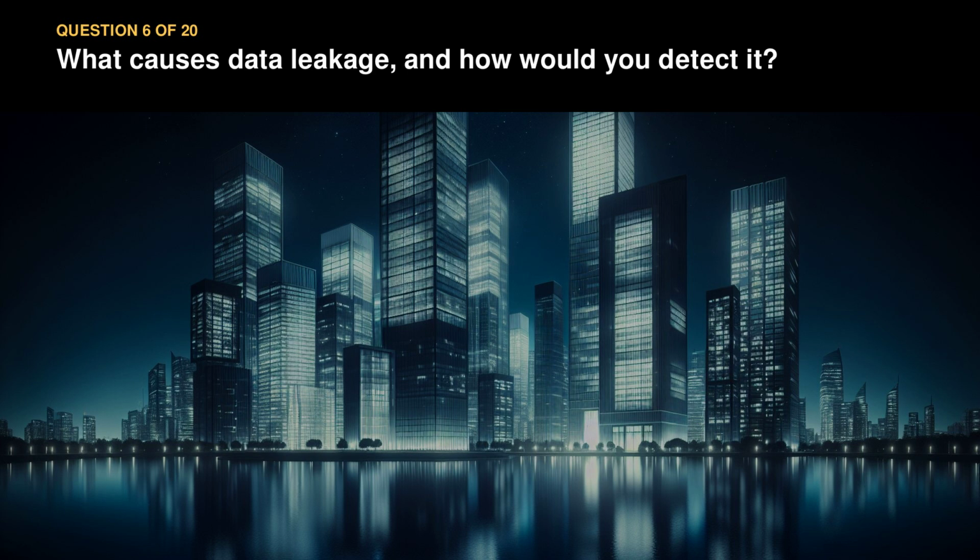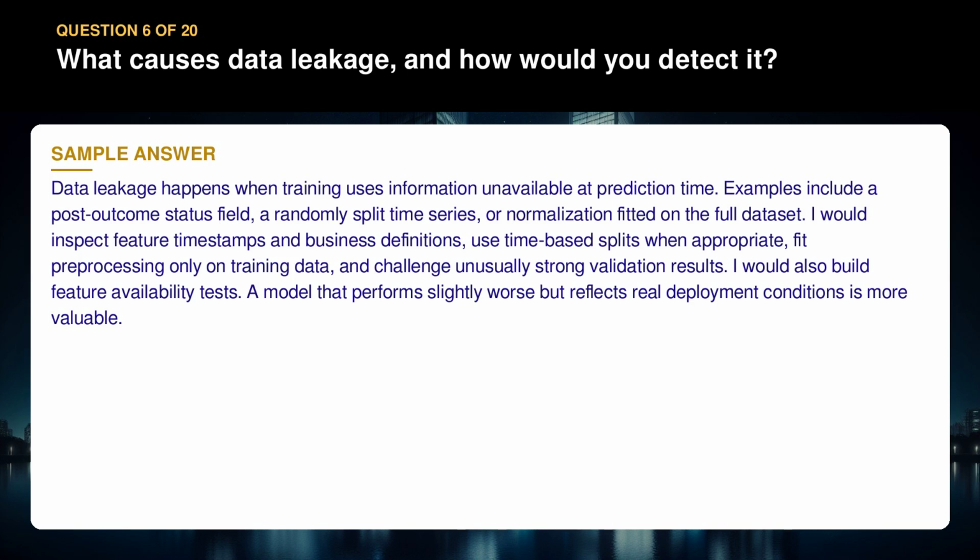Question 6. What causes data leakage, and how would you detect it? Data leakage happens when training uses information unavailable at prediction time. Examples include a post-outcome status field, a randomly split time series, or normalization fitted on the full dataset. I would inspect feature timestamps and business definitions, use time-based splits when appropriate, fit preprocessing only on training data, and challenge unusually strong validation results.